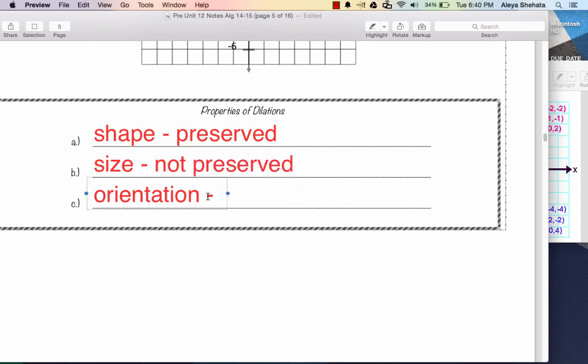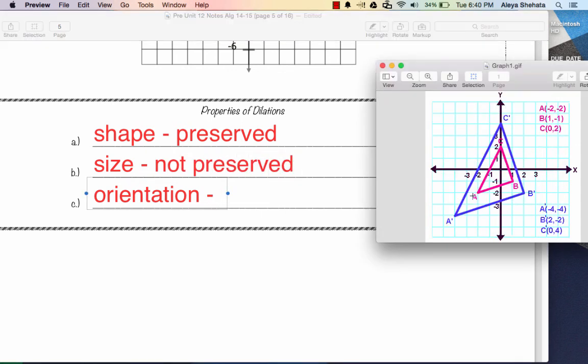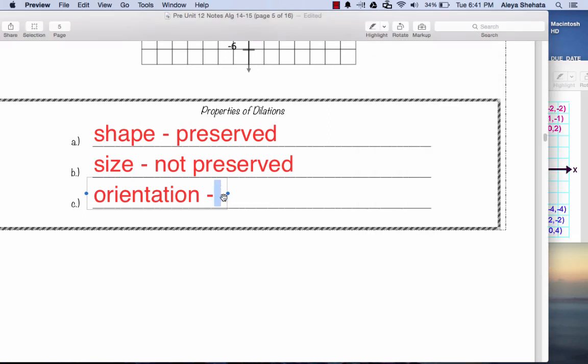And then when you look at the orientation, look at the order that the letters A, B, C are going in. These are going in a direction that would be considered counterclockwise. And so are the primes right here. So A', B', C' are also in a direction that's going counterclockwise. So here we're also going to say that the orientation is preserved, okay?